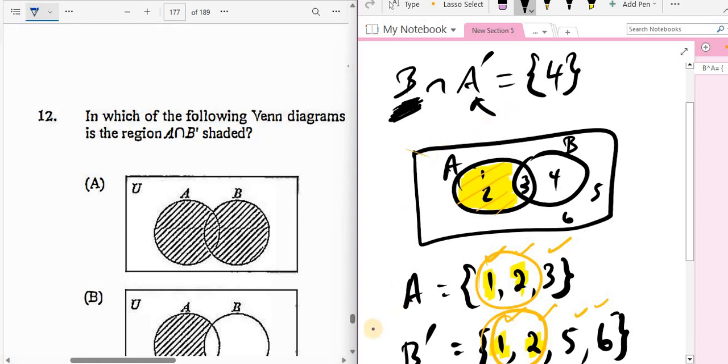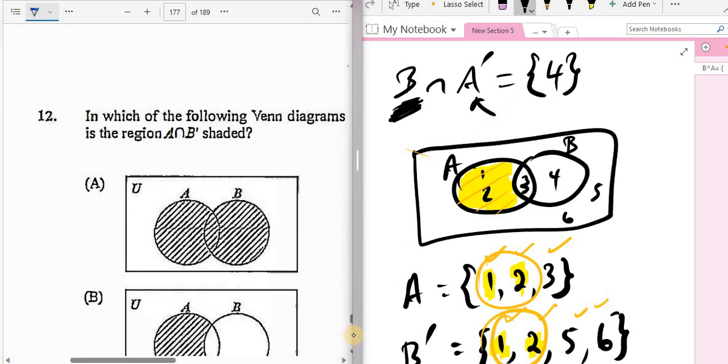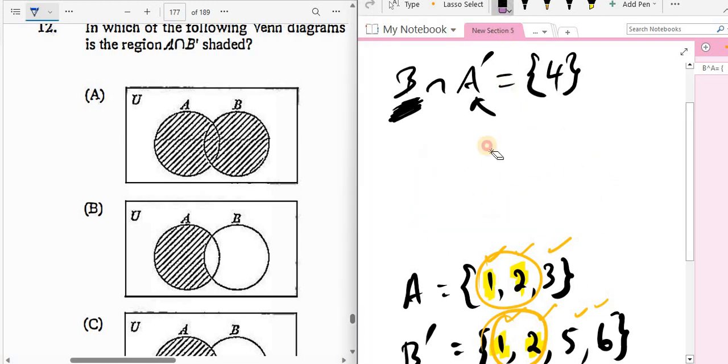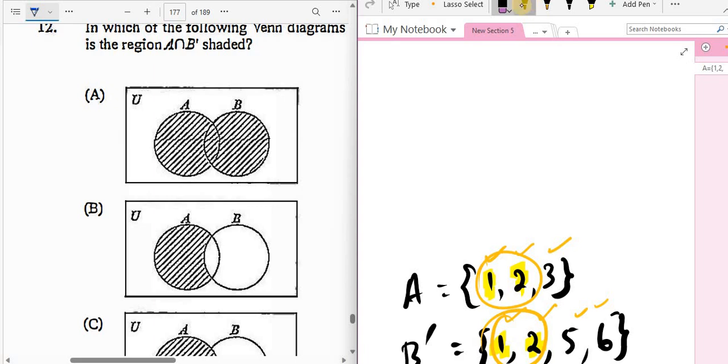Right, excellent. So looking at the answer here, A intersect B complement. Which one is shaded? Look at option A. What is shaded for option A? And how do we symbolize that in set notation, in set form? Where everything is shaded, it must be what? A union B.